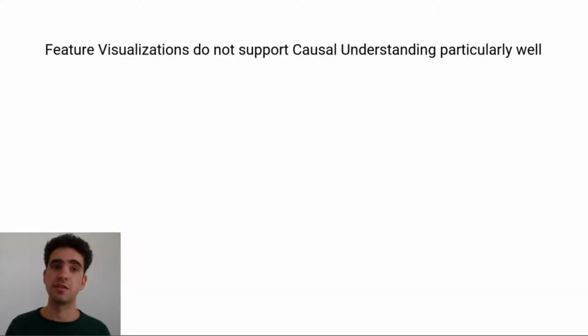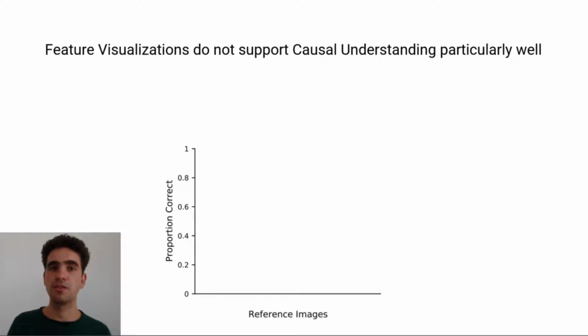Our main finding is that feature visualizations do not support causal understanding particularly well. To see this, we'll take a look at our data. On the x-axis, we plot the different reference image conditions. In the two example trials before, you just saw the synthetic visualizations and natural dataset examples. On the y-axis, we plot the participants' accuracy. For your orientation, chance level is at 50% because of the two options in the forced choice task design.